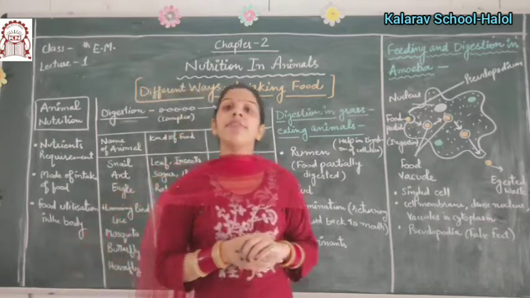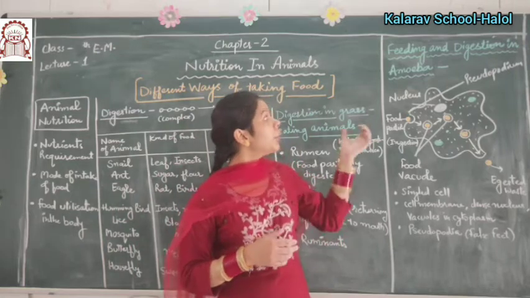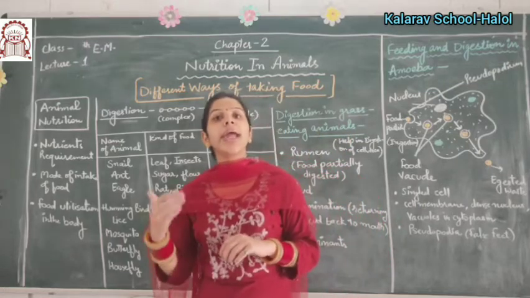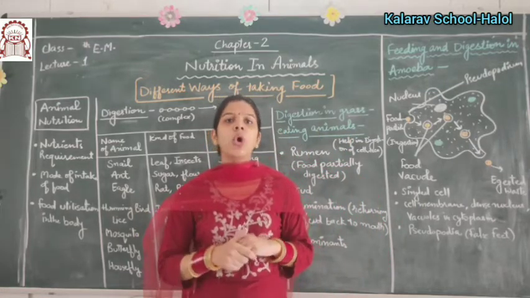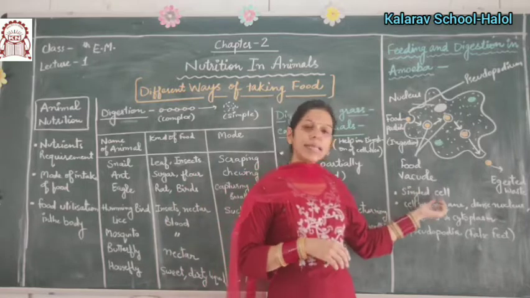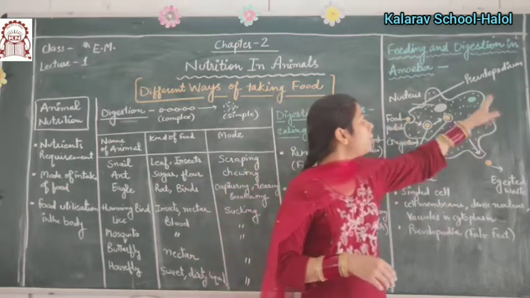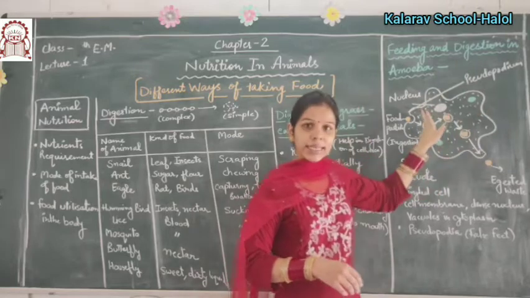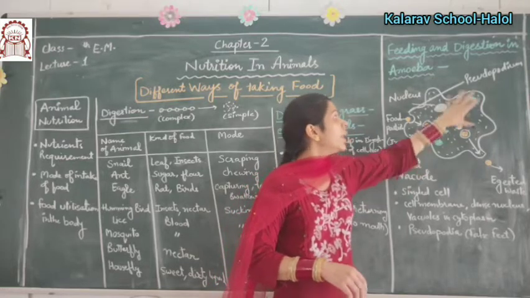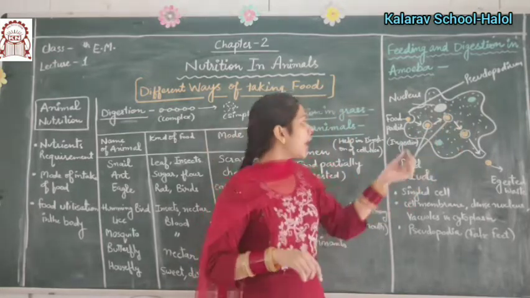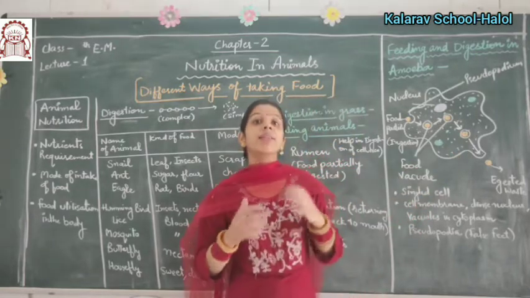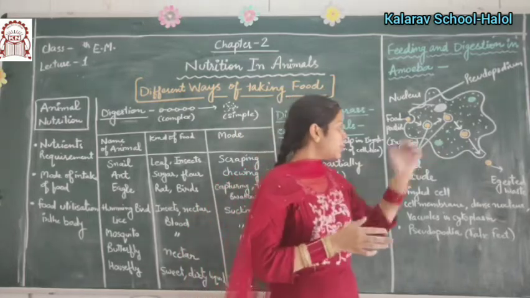The next topic is feeding and digestion in amoeba. Amoeba is a single cell organism found in aquatic regions, in ponds or on the water surface. It contains a cell membrane, a dense nucleus and food vacuoles in the cytoplasm. The dotted structure I have shown in the figure is the cytoplasm. Nucleus and food vacuoles are present in the cytoplasm.